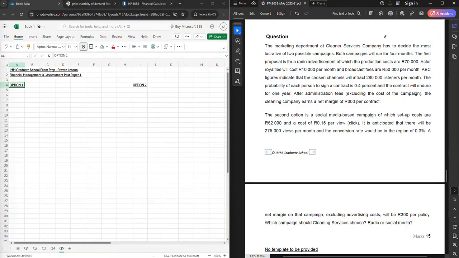Which campaign should the cleaning service choose, radio or social? From the information that was provided, we'll be able to see which gives the better turnaround rate of people who are actually taking a product at the end of the day, with cost price.